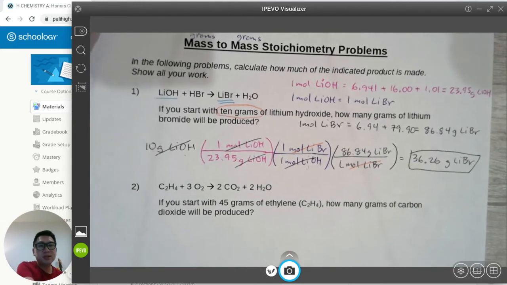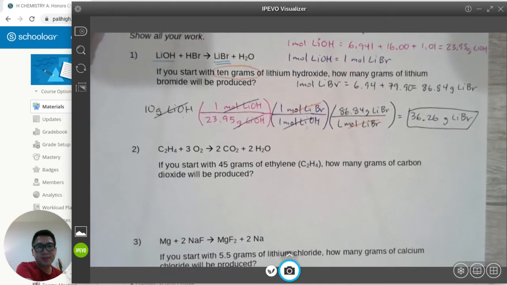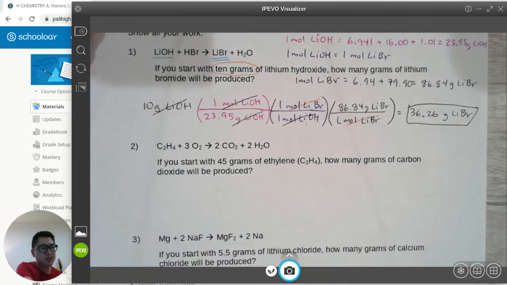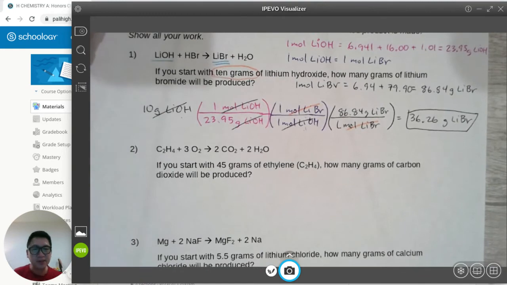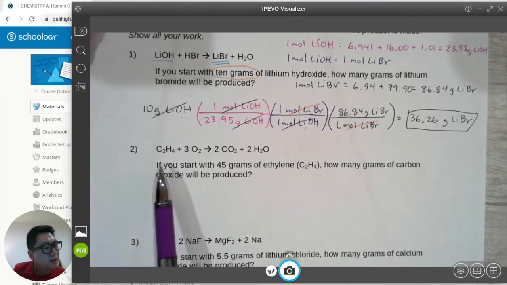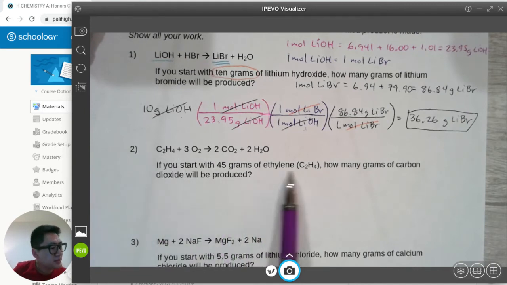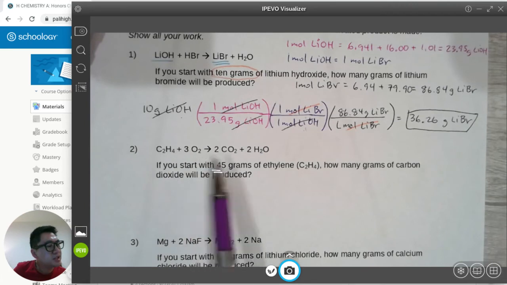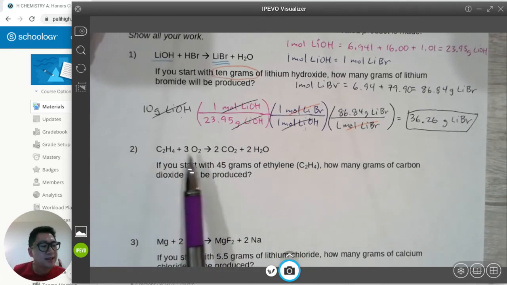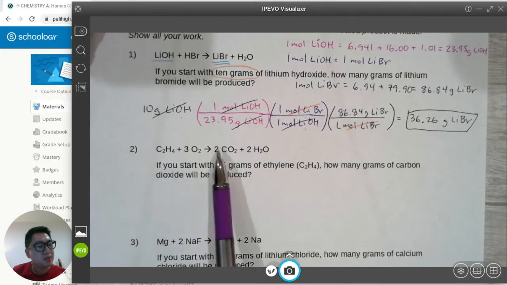Okay, so that was question number 1. Let me get to question number 2. I'm not going to do 3 right now, but let's do number 2. This is ethylene. It says so right there. Ethylene and oxygen makes, actually I said this wrong. 1 mole of ethylene and 3 moles of oxygen makes 2 moles of carbon dioxide and 2 moles of water.